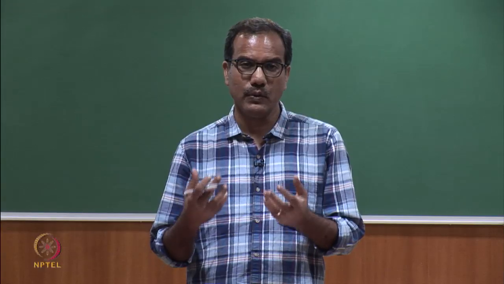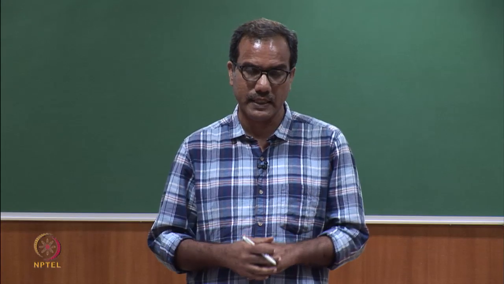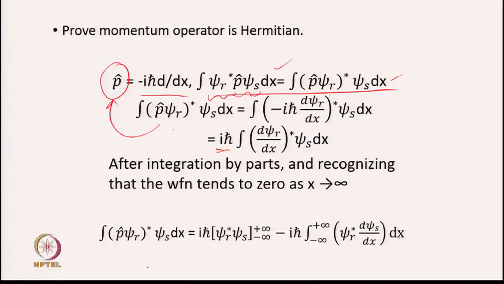What we will do is integration by parts to solve this integral. How does integration by parts go? You see, this is equal to d psi r by dx star into psi s. Suppose we take u equal to psi s, and dv equal to d psi r by dx star. And so, what you are going to do is u into dv.